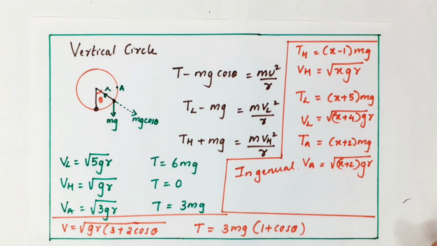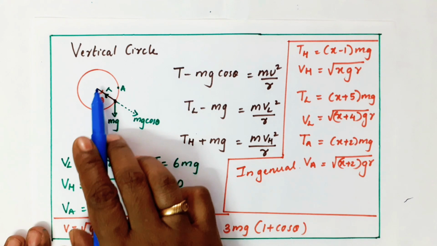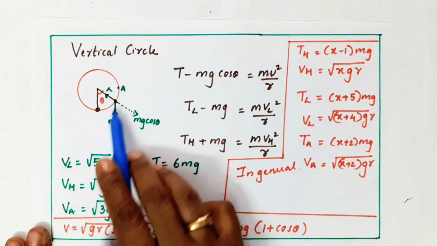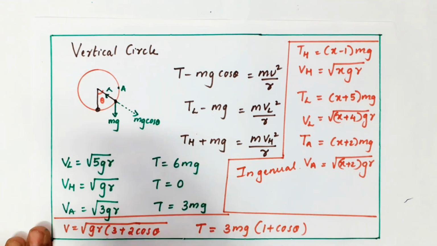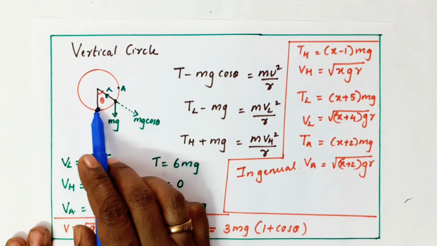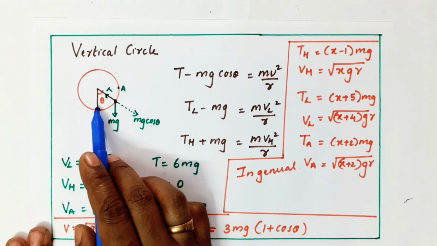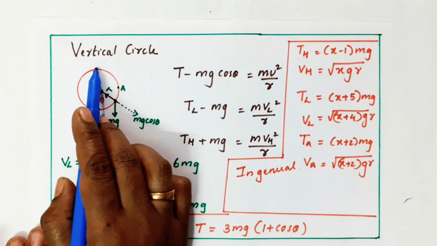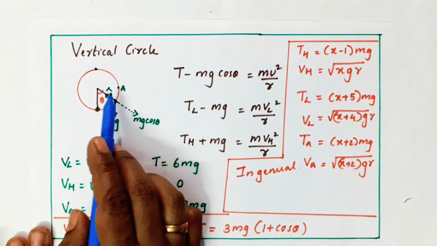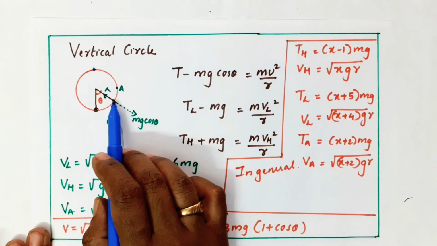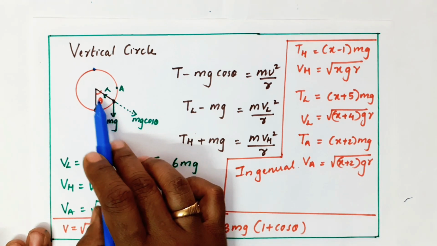Now I am reaching the last part of this, that is vertical circle. For example, you take a string connected to a mass and do vertical circular motion like this. When the ball is at this point, we call it the lowest point. When it goes here, we call it the highest point. When it comes to A, it is horizontal. This point I marked makes an angle of theta with the vertical.